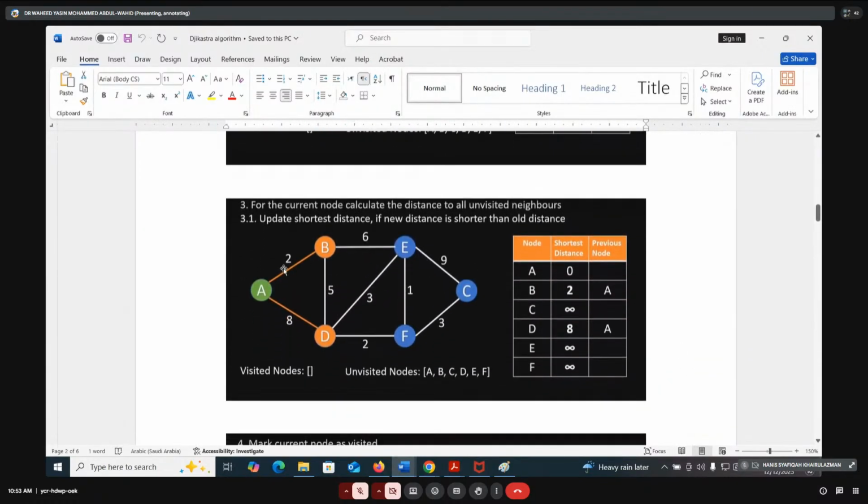Okay, B to A. Now from A to D. From A to D, the distance is 8, so less than infinity. I was filling all the nodes: the shortest distance is infinity unless it is the starting point. So 8, 8 is less than infinity, yes. So I'll put 8 and the previous node A. So now I have 2, 8.